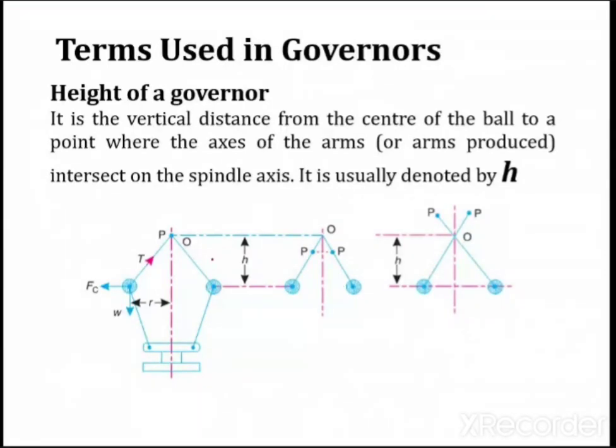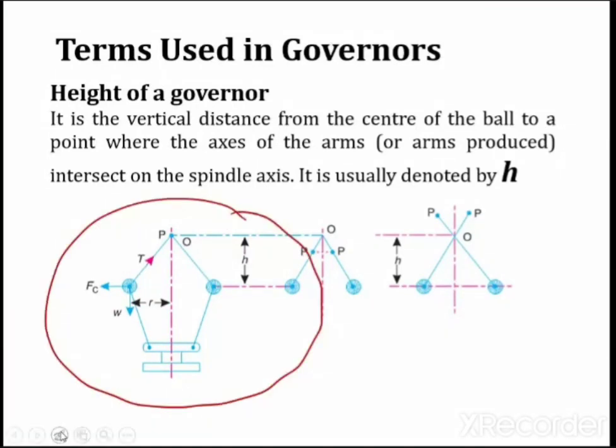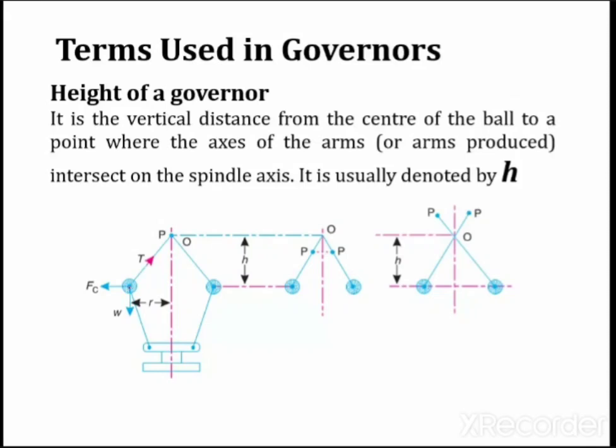Now let us focus on this diagram and understand what this is. What is Fc? Fc is nothing but a centrifugal force which is acting away from the center of rotation. What is W? W is nothing but the weight of the fly mass, which is m into g, Newton. Fc will be in Newton. P is nothing but the pivot point, right? And then next, this H is nothing but the height. H is called the governor height.